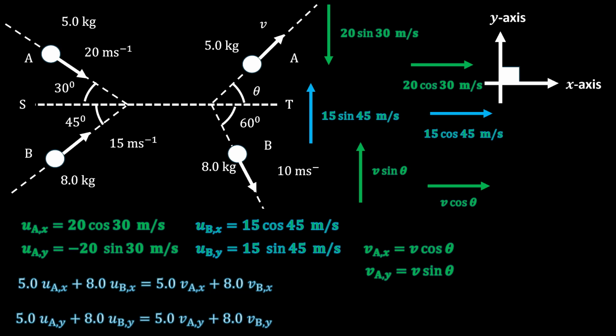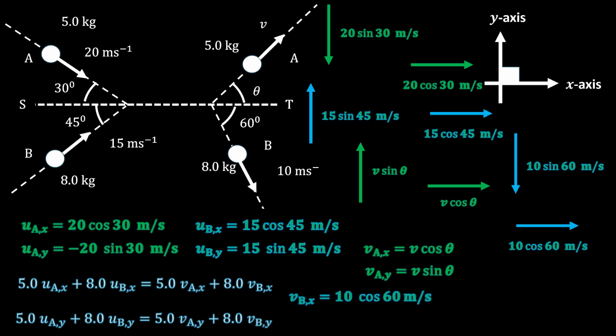And for particle B, we have 10 cos 60 meter per second along the x-axis, and we have 10 sine 60 meter per second along the y-axis. Hence we can write VBX equals 10 cos 60 meter per second and VBY equals minus 10 sine 60 meter per second. Here again, the minus sign is because the y component of the velocity VB is opposite to our y-axis.